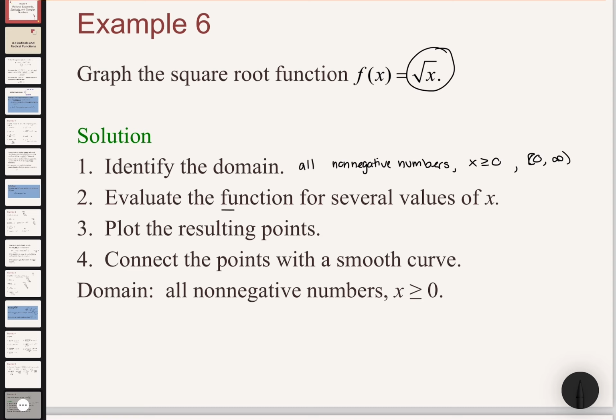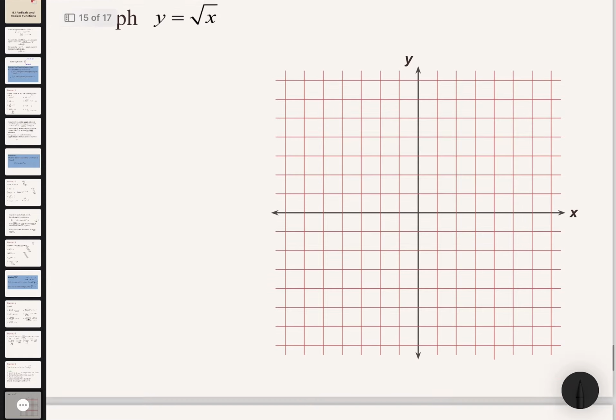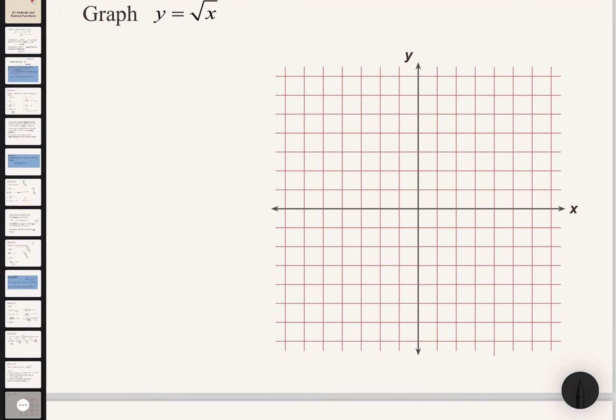Then what we want to do is evaluate the function for several values of x. We're going to be creating a t-chart here, an xy table. I'm going to plot those points, then we're going to connect those points. So take a second to create a little xy axis for yourself, a nice little coordinate plane. We are going to create a little t-chart over here with some x values and some y values. I don't want to choose any negative x values because I know for a fact those are not going to be on my chart, but we did say we could start with 0, so let's start with 0.